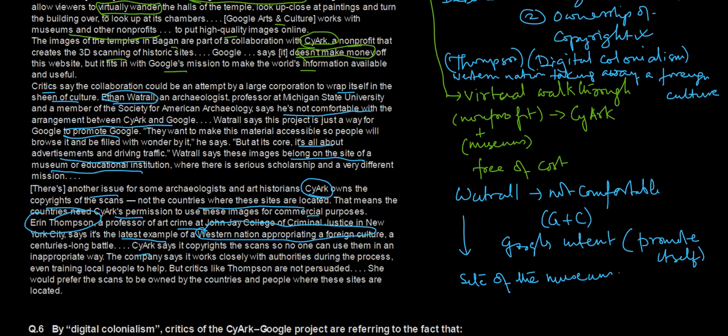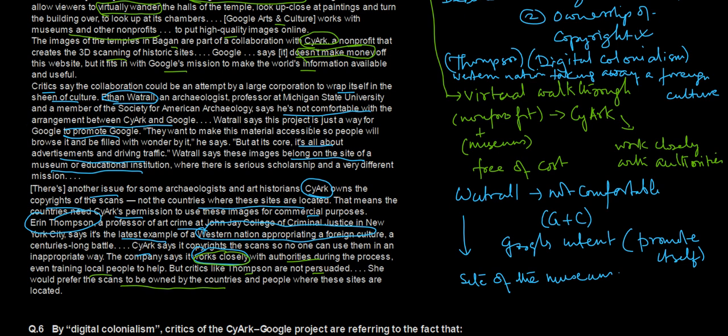SIAC says it copyrights the scans so that no one can use them in an inappropriate way. The company says it works closely with the authorities during the process. So according to SIAC, they are saying they work closely with the countries or the authorities. So they are not doing anything wrong is what they are saying. Even training local people to help, but critics like Thompson are not persuaded. She would prefer the scans to be owned by the countries and people where these sites are located.